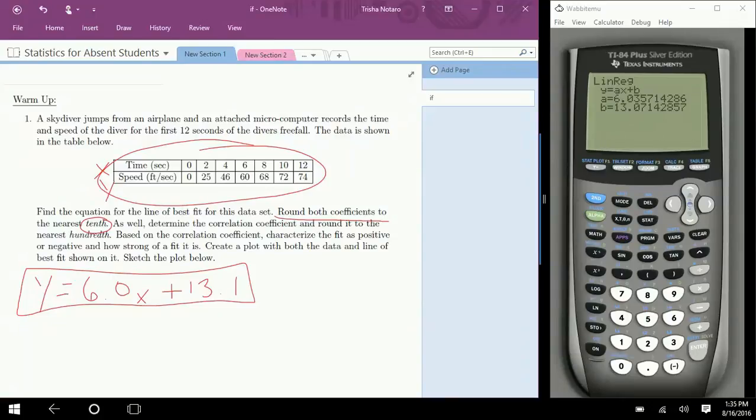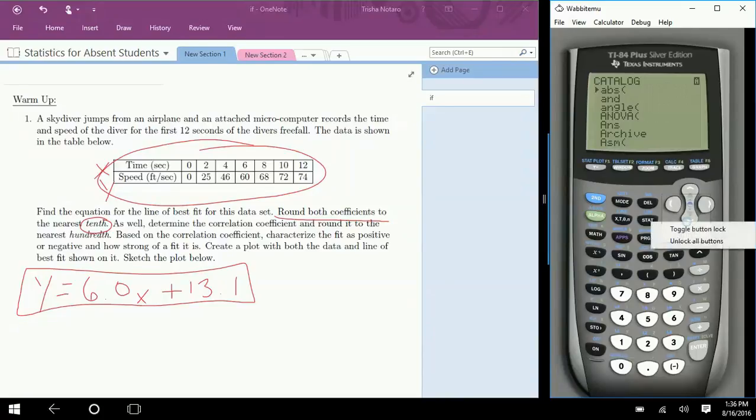To do that, you're going to press second and then 0, because right above 0 it says catalog. We're going to go through the catalog and go down to D. It's easier to just press alpha and then D, and then we scroll down to DiagnosticOff and DiagnosticOn. We press enter and then enter again, and as you see, it says done.